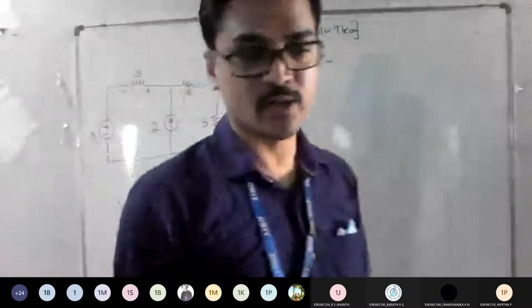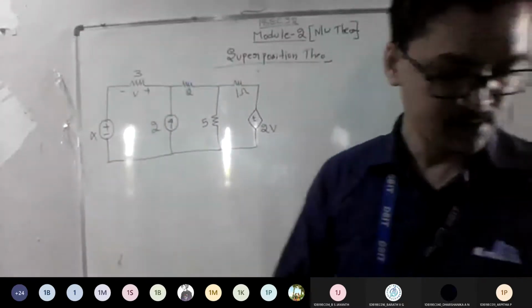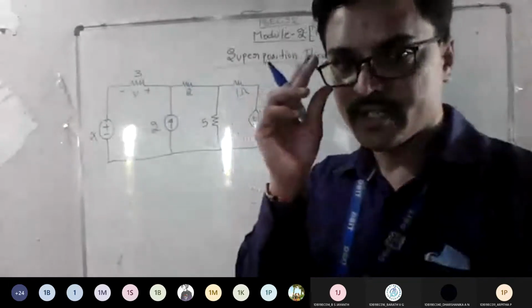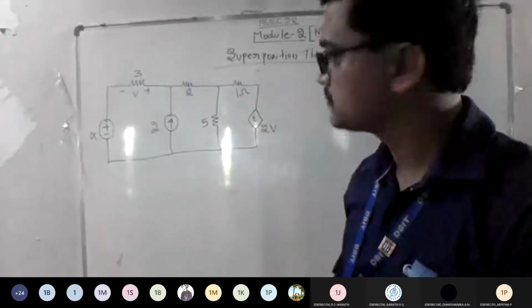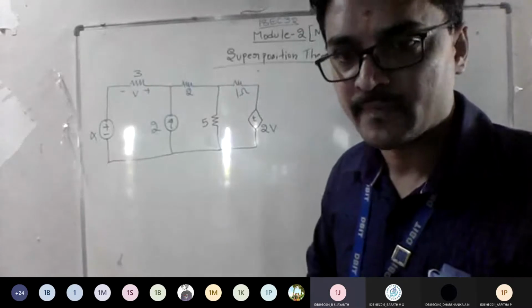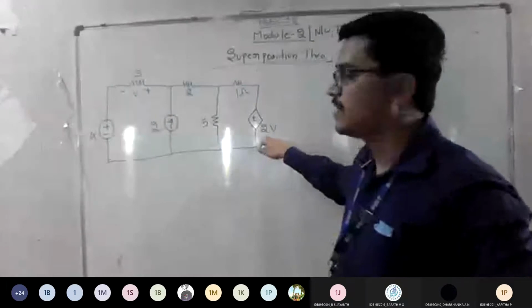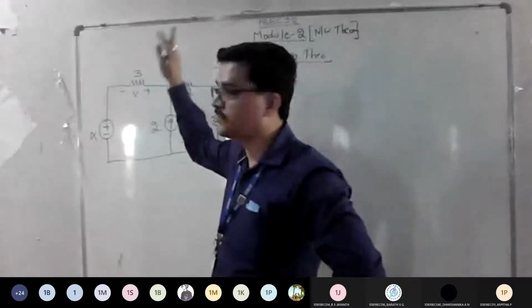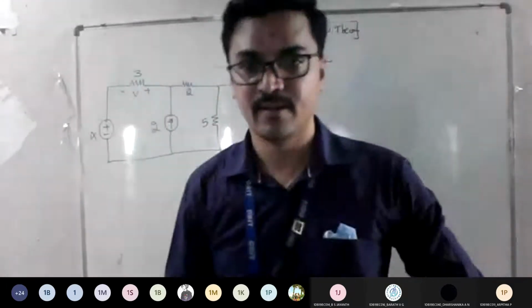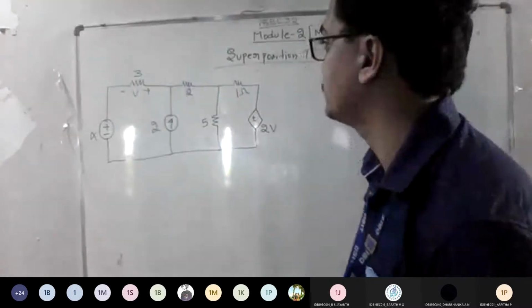So what kind of dependent source is given in the question here? Voltage dependent voltage source, sir. Voltage dependent voltage source. You can look at here. So this is 2V and V is across this 3 ohm resistor. Okay, so now proceed. I'll just tell how to solve, but I want answers from you now.